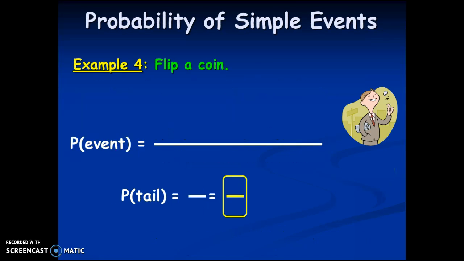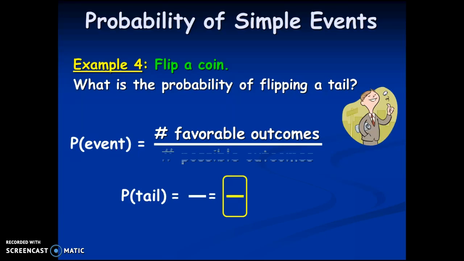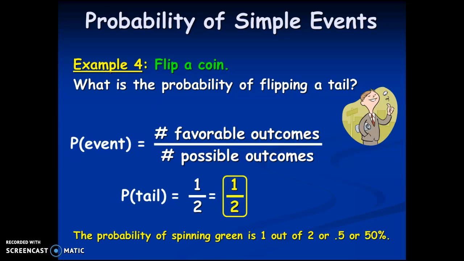Probability of flipping a coin. Okay, we talked about this at the beginning, and this is the exact same thing. If you want to know the probability of flipping a coin, it's still favorable outcomes over possible outcomes. You have 1 favorable outcome, which is landing on tails, and you have 2 possible outcomes, because you can land on heads or tails. So your probability is equally as likely, because it's 50%.